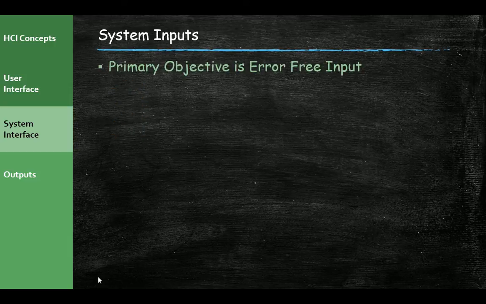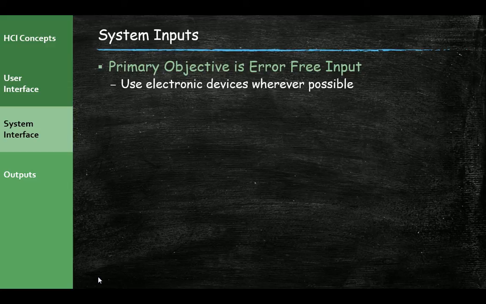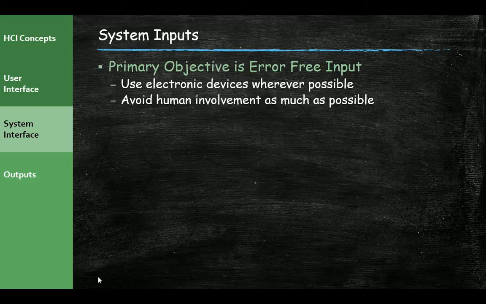So some system inputs. So your primary objective is error-free input. Use electronic devices wherever possible, and avoid human involvement as much as possible. So again, I work in healthcare. I work actually in the radiology market, and in the radiology market, one of the concepts that we have is that when a patient comes in to get an X-ray, the information about that patient is entered into some kind of information system.